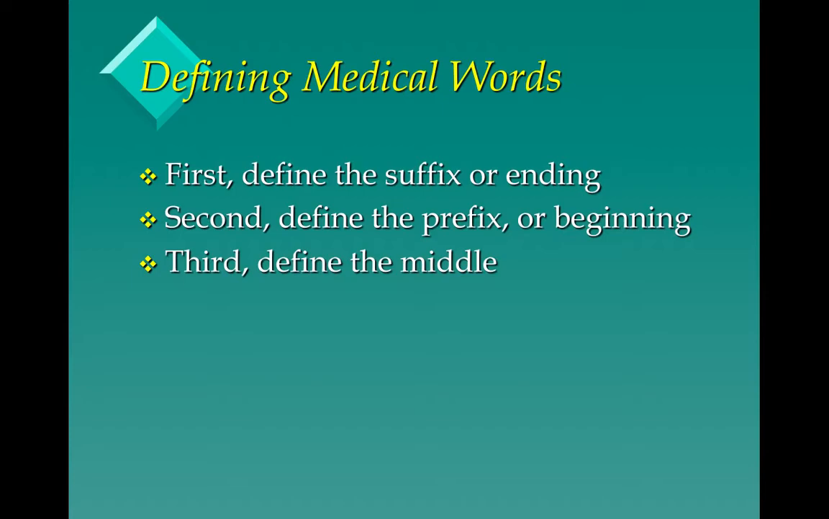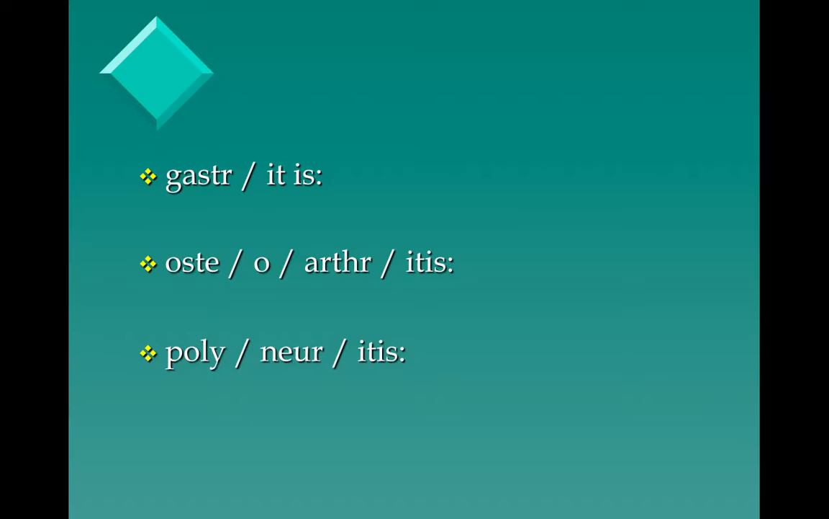Okay, so when you look at a medical term and you want to define it, you need to, number one, start at the end. So you start with the suffix, figure out its meaning, then you look at the prefix, and then you look at the middle. It's kind of backwards from the way you would think of it, but start at the end, go to the beginning, and then do the middle. So let's do a couple of these. Gastritis, so what do you think this is? Osteoarthritis and polyneuritis. Okay, so see if you can write down their definitions and we'll go through them here.